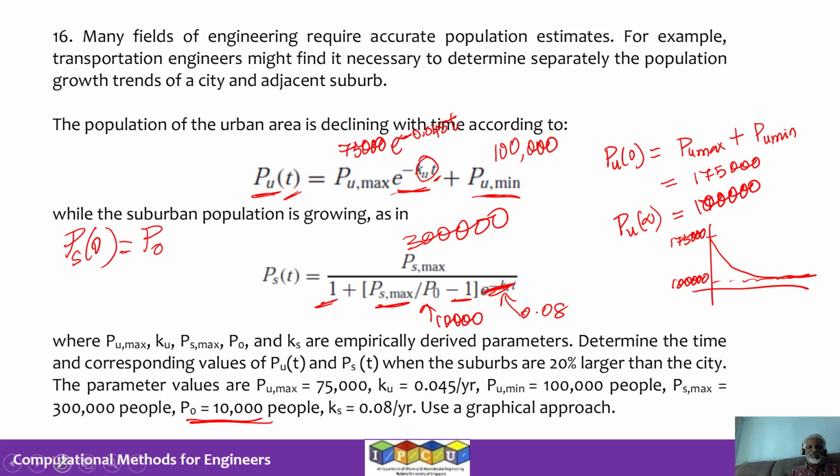Let's look at the other extreme, which is large times. That means t is equal to infinity. When t is equal to infinity, this one will become 0. So this multiplied by this will become 0 at t equal to infinity.